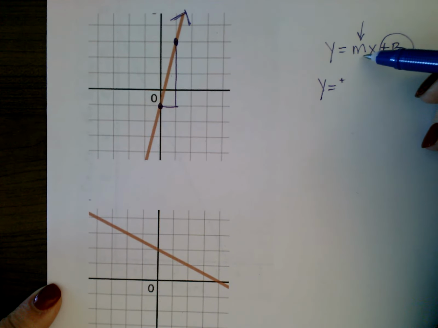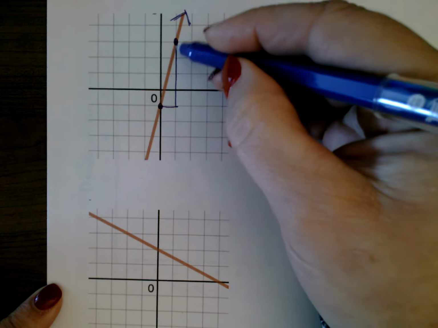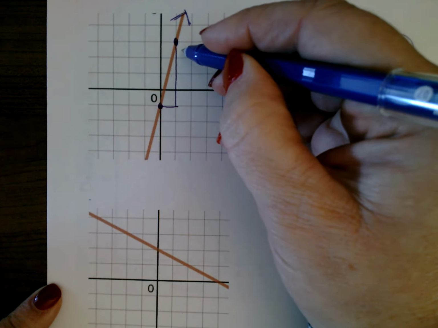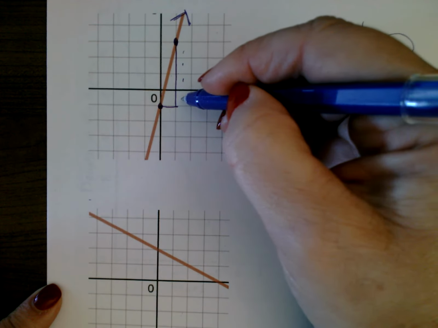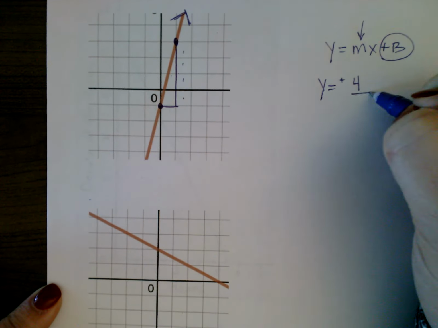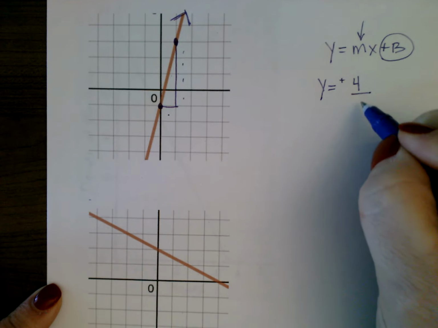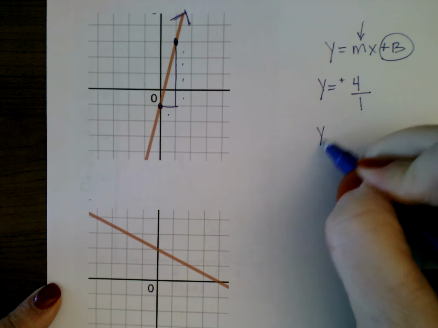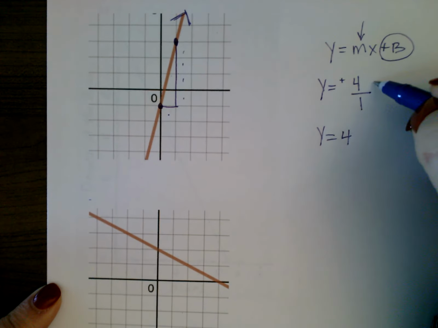Slope, the rate of change, the unit rate, talks about the rise. How tall is that triangle we just drew? So this one is 1, 2, 3, 4 rows tall and 1 row wide. So 4 over 1, or you may simply just use 4.